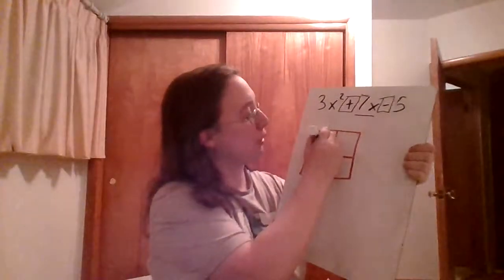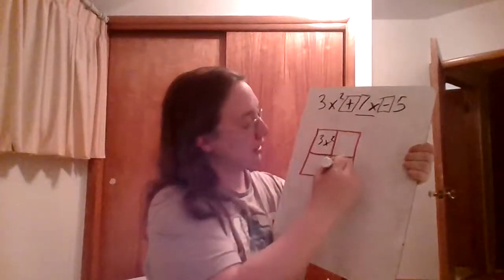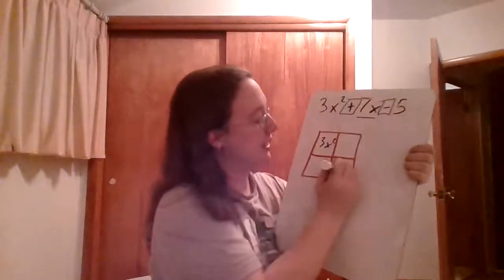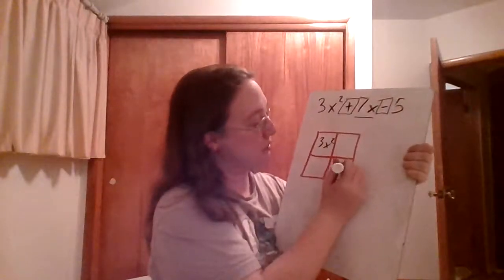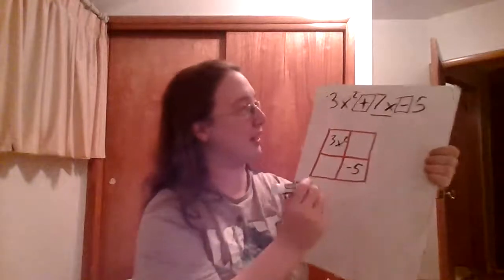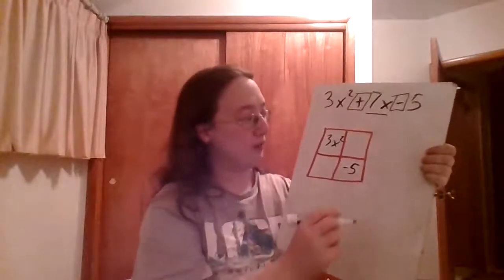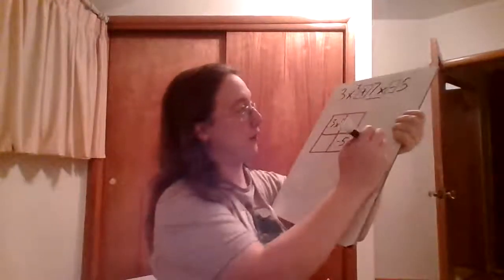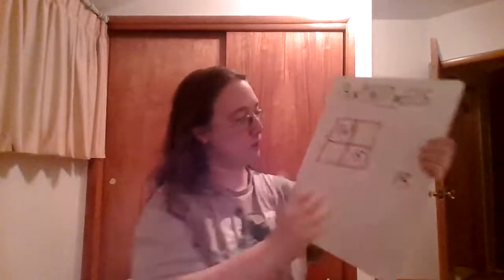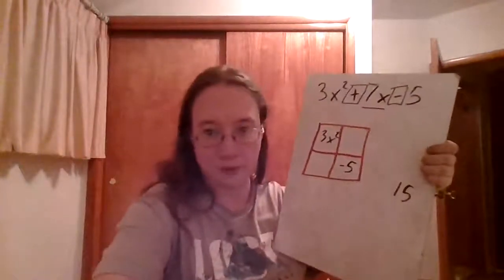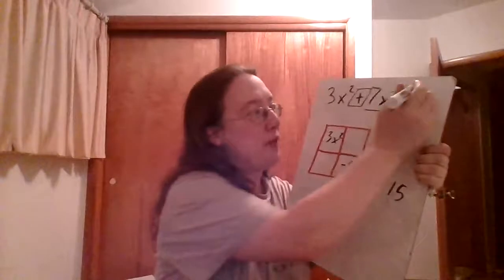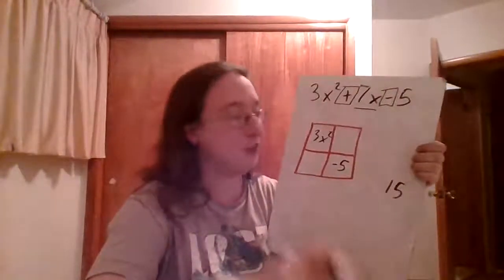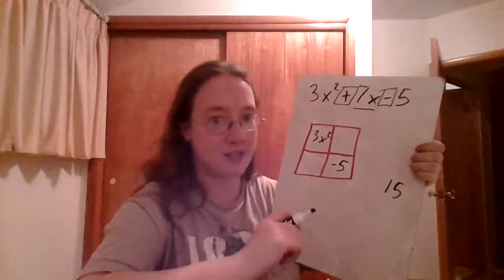So we're going to put our 3x squared and our, I'm going to call it a negative 5 here, just so remember that that's going to end up being a negative. Okay, and then we're going to multiply those. 3 times 5 is 15. And we're looking for factors of 15, and since we want this to be a minus, we're looking for factors of 15 that are going to subtract to give me 7.